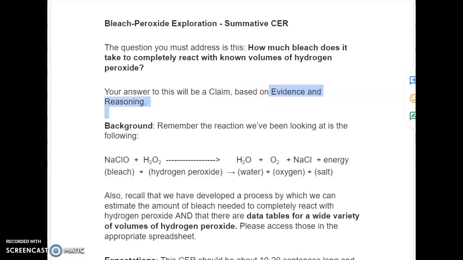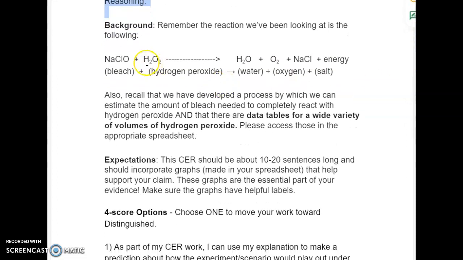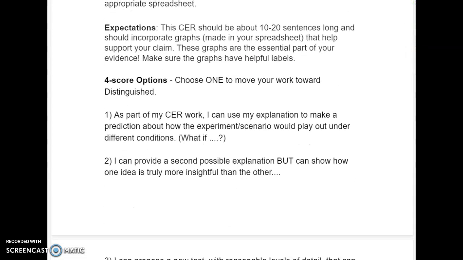Just a reminder of what we've been doing, right? We've been mixing bleach and hydrogen peroxide, and in the process that creates water, an oxygen gas, some salt, and energy. And that energy winds up changing the temperature of the solution in the test tubes. Then we collected a lot of data, and I'll talk about that in a couple of minutes. There are a lot of data tables for you to work with to try to address this question.